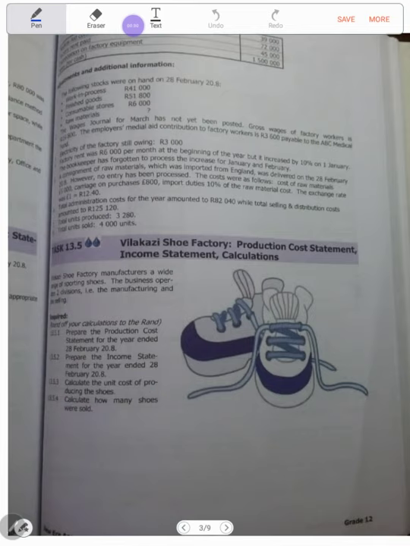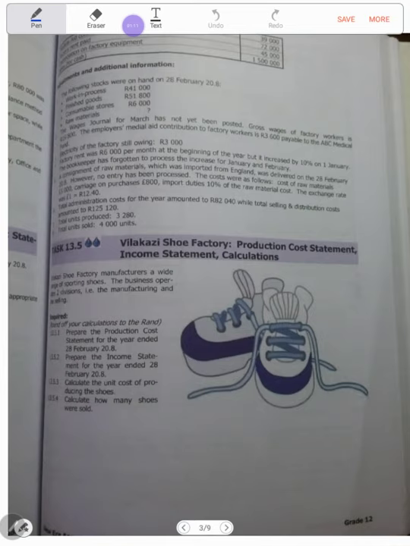Please refer to your textbook if you are not able to clearly see my textbook pictures. So Vilakazi Shoe Factory manufactures a wide range of sporting shoes. The business operates 2 divisions, the manufacturing and the selling. So they tell you to round off the calculations to the rand. Alright, please pay attention to instructions, especially as you prepare for your IEB exams at the end of the year.